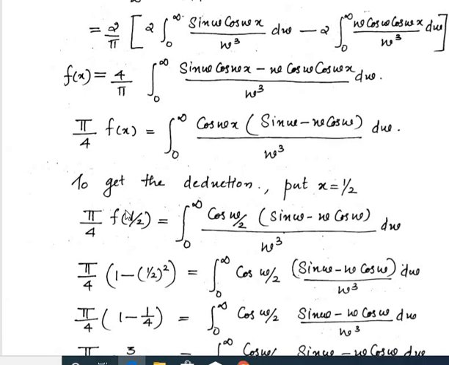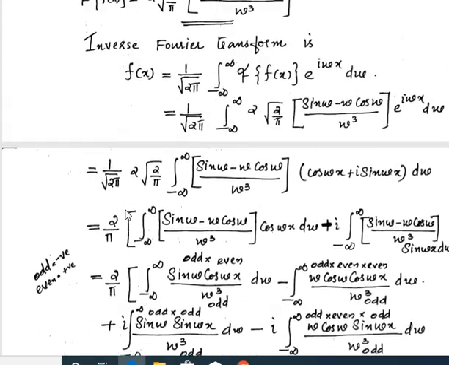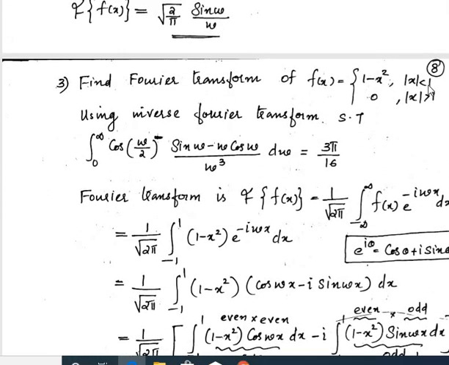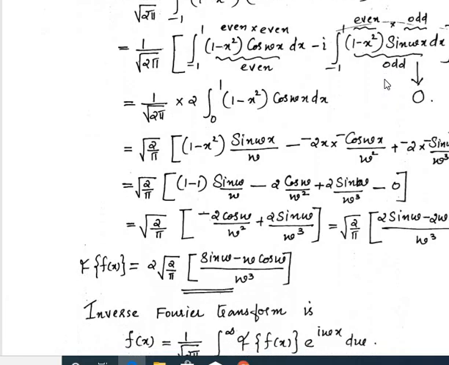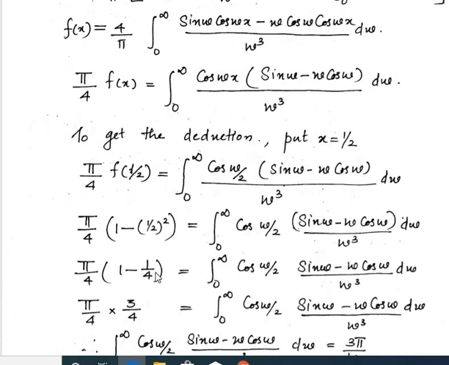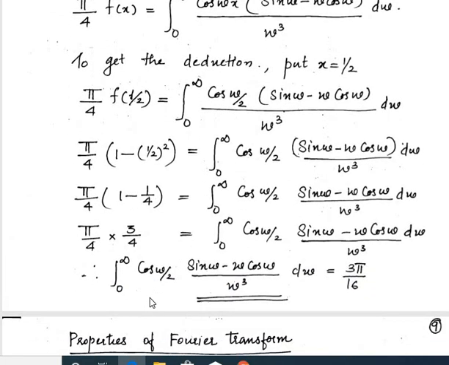So here we have to write the function value at the point 1 by 2, and the function is defined in such a way that f of x equals 1 minus x square for mod x less than 1. That is, 1 by 2 lies in this interval, minus 1 to plus 1. So f of 1 by 2 means 1 minus 1 by 2 the whole square. So substituting and simplifying, we get the left side as 1 minus 1 by 4, that is 3 by 4. So this is the deduction asked in the question. So it becomes integral 0 to infinity cos omega by 2 into sin omega minus omega cos omega by omega cube d omega is equal to 3 pi by 16.